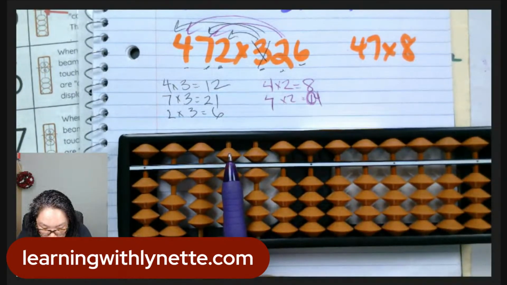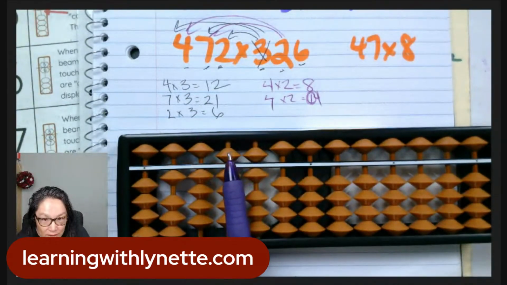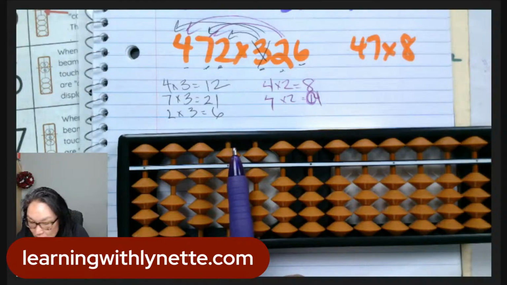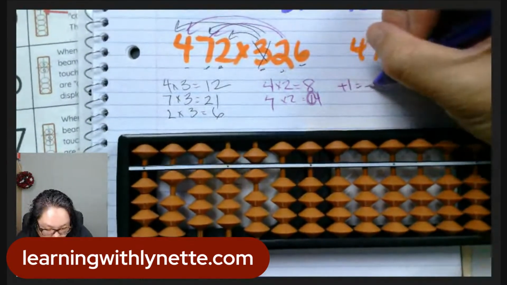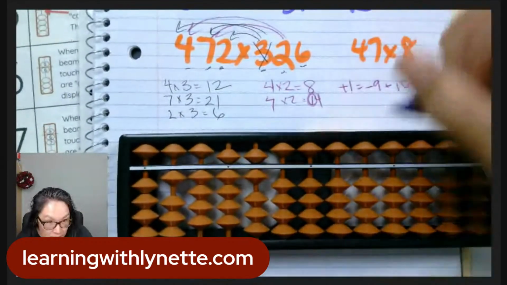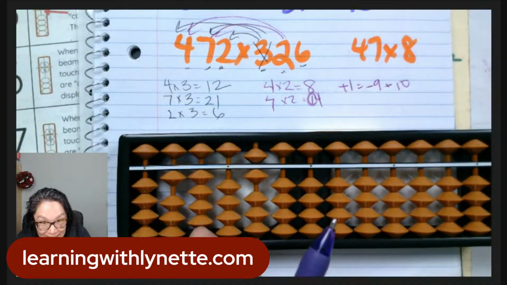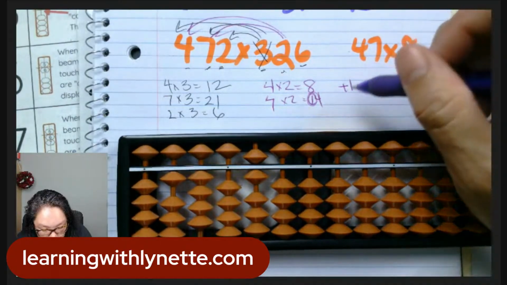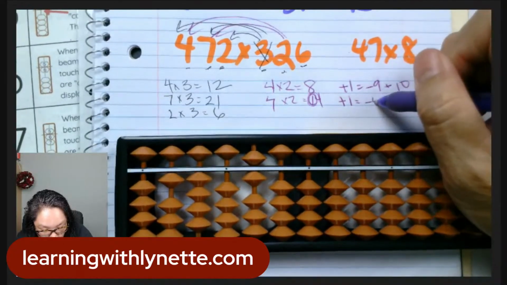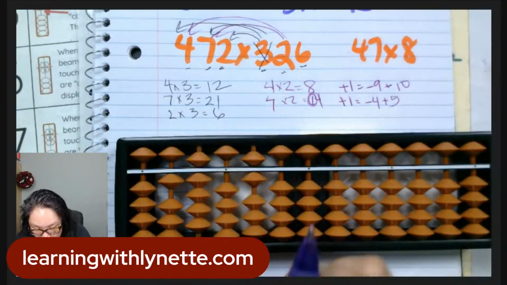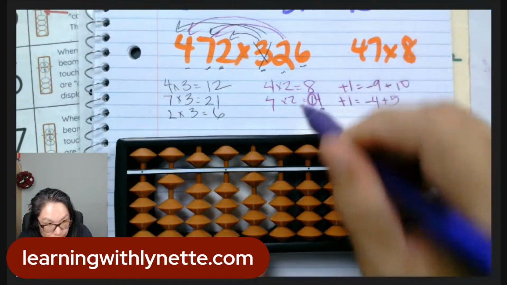Why? Because we need to add the 1. We need to add the 1 here. How do we add 1? Do we remember? Now this is where we're going to start flexing our skills. Plus the 1 is equal to minus the 9 plus the 10. I'm going to minus the 9. I need to add the 10. Can I add 1 here? No. What's another way to add 1? Add 1 is minus the 4 plus the 5. Minus the 4 plus the 5. Now I need to add the 4.